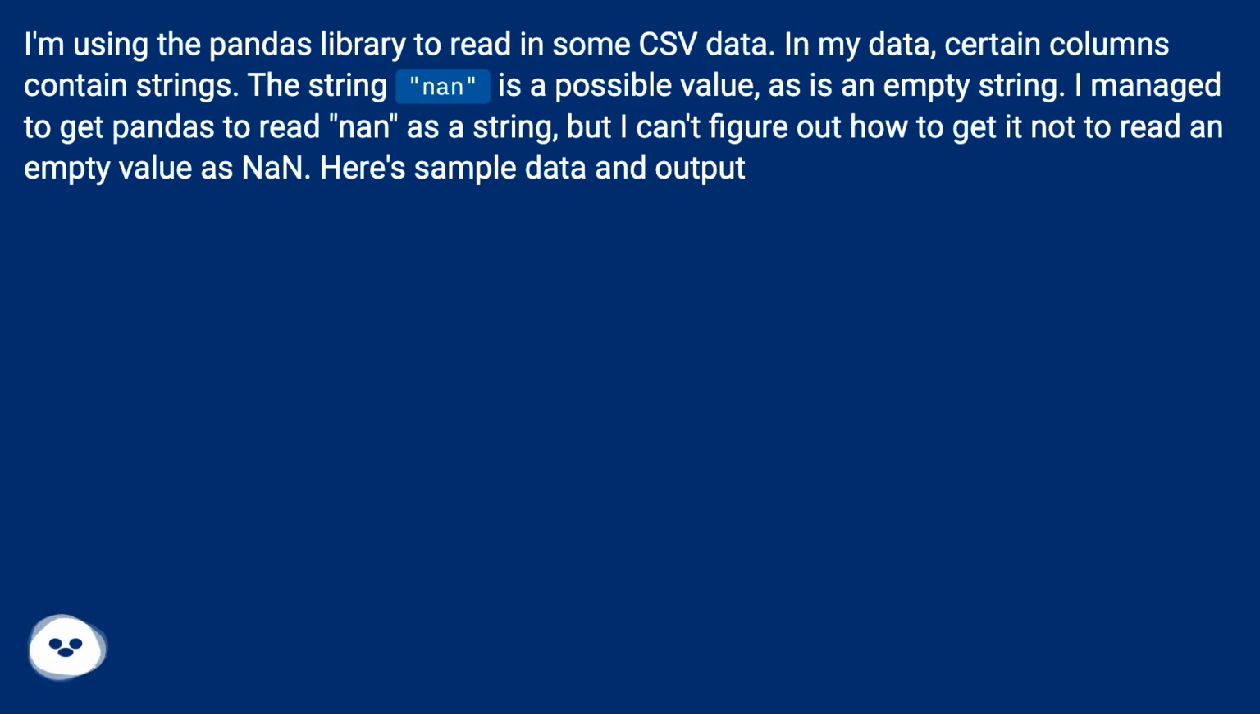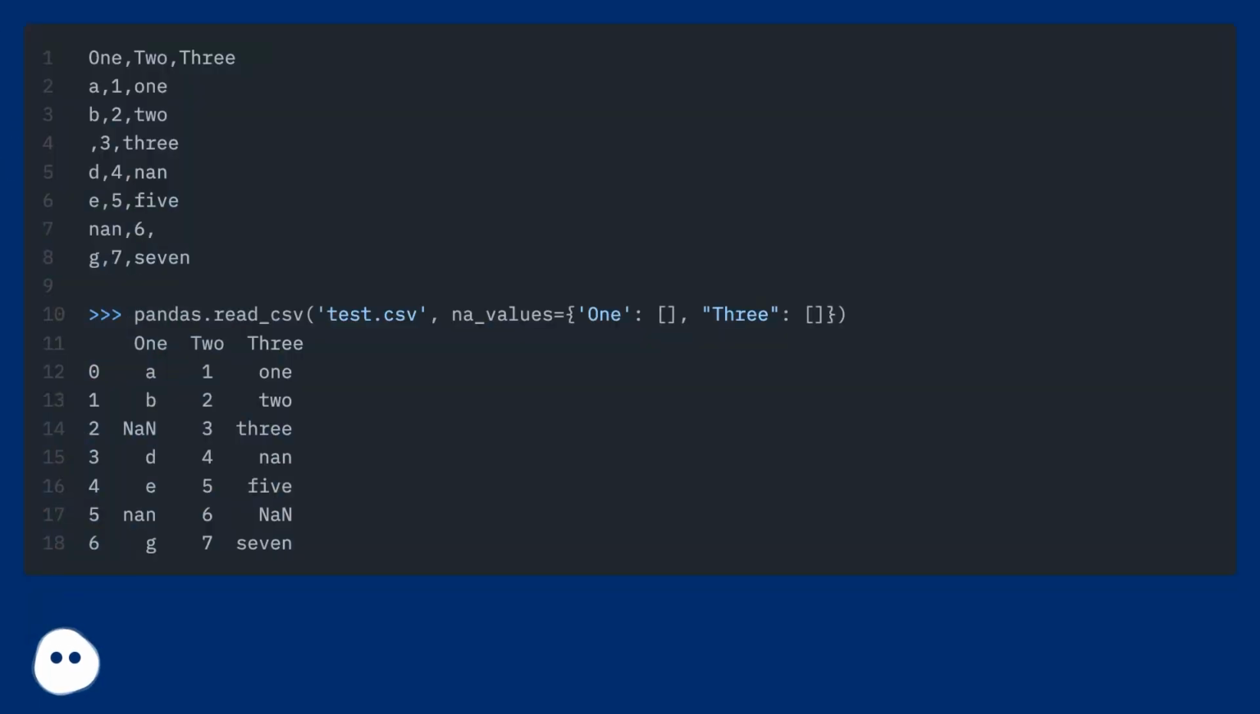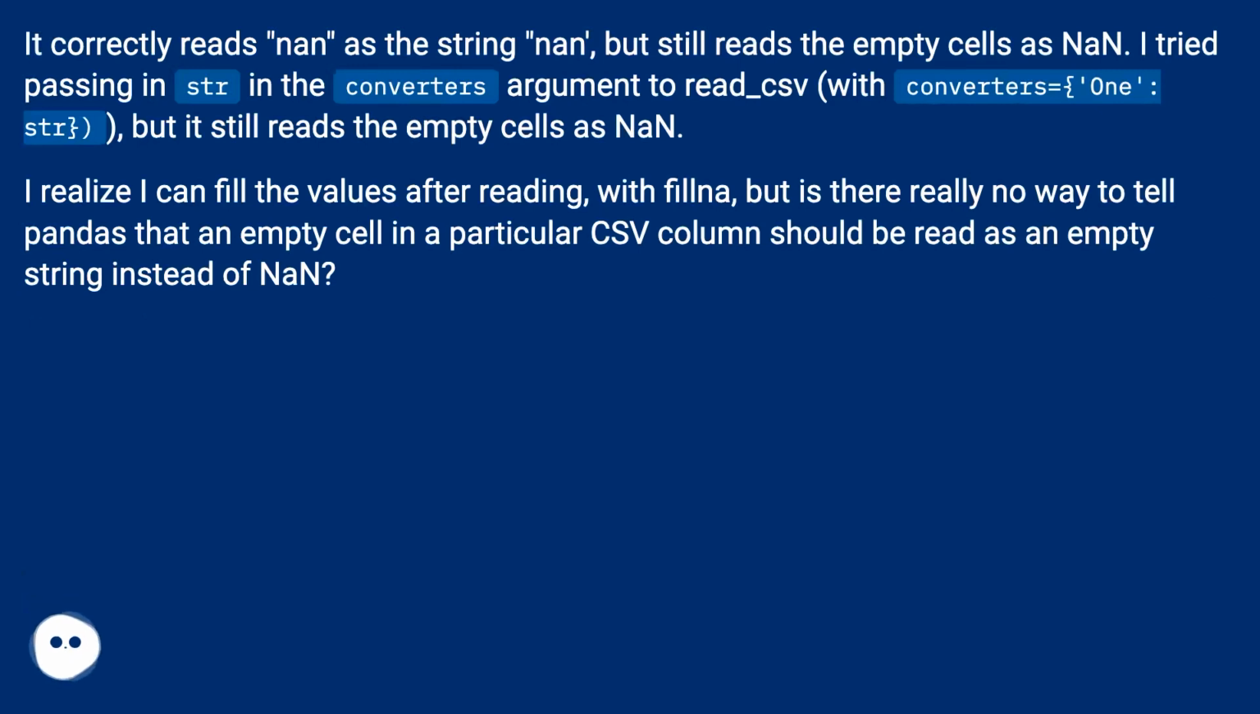Here's sample data and output. It correctly reads "nan" as the string "nan", but still reads the empty cells as NaN. I tried passing in str in the converters argument to read_csv, with converters equals {column: str}, but it still reads the empty cells as NaN.